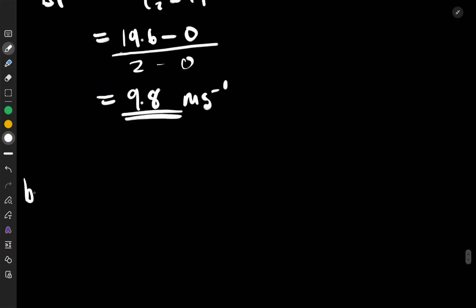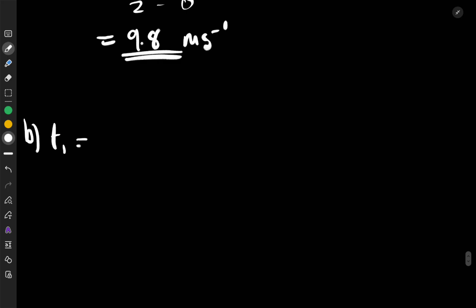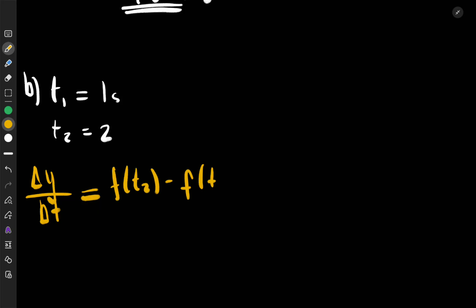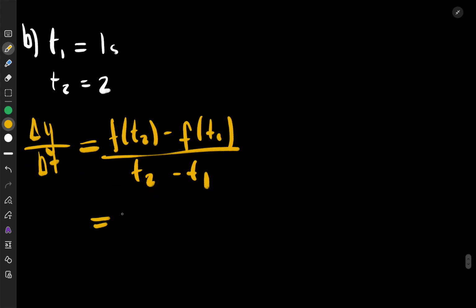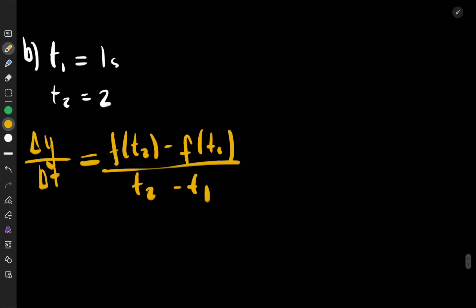My average speed during the 1 second interval between second 1 and second 2. So I can say t1 is equal to 1, and t2 is equal to 2. Average speed is delta y over delta t. Remember the formula: f of t2 minus f of t1 divided by t2 minus t1. I've found f of t2, I just need f of t1.